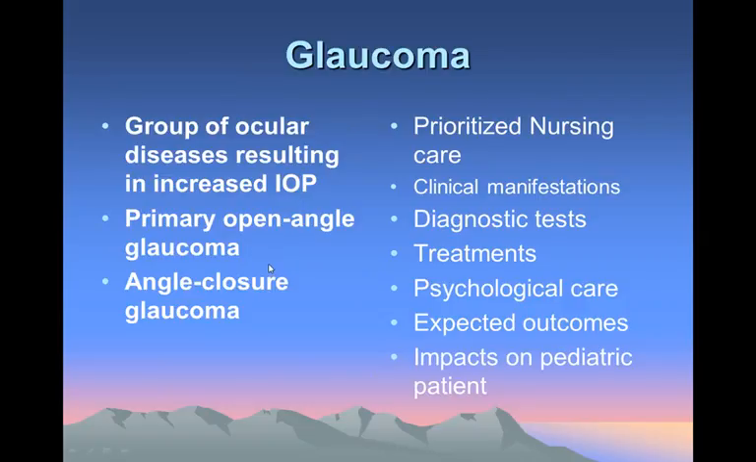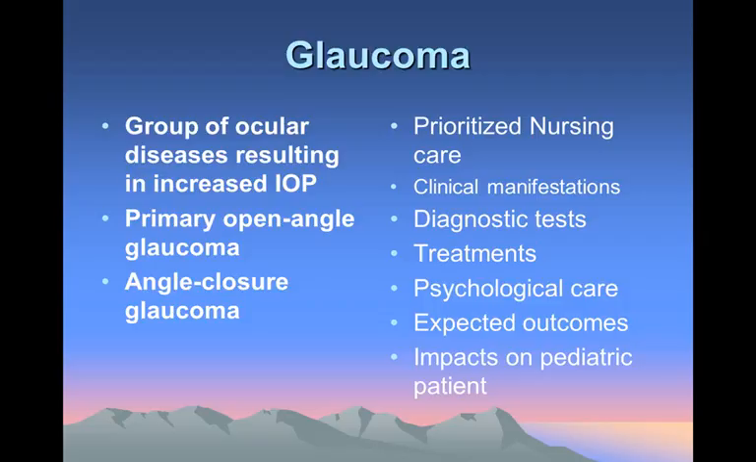Primary open-angle glaucoma is gradual fluid buildup. The fluid can't leave the eye at the same rate it's produced. That fluid that we're talking about is the aqueous humor. So you have that increase in intraocular pressure, which causes a decrease in the blood to the photoreceptors, and that causes ischemia, and those photoreceptors die.